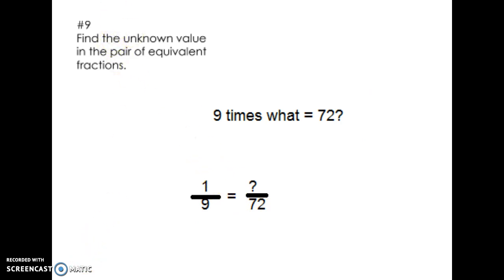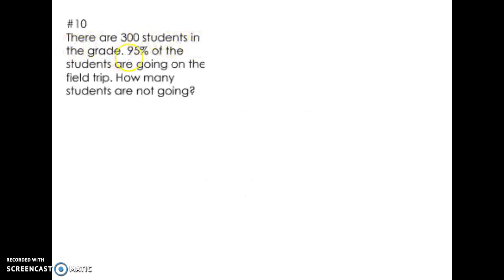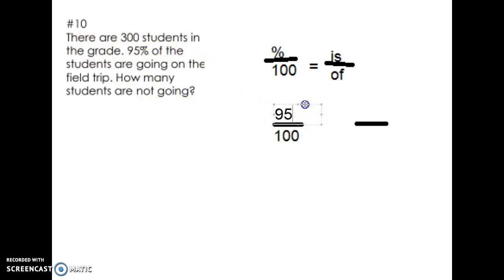All right, and last but not least, number 10. 95% of students in the grade are going on the field trip. How many students are not going? So let's see what information we have. Again, it's percent over 100 equals is over of. It's always going to be out of 100 because percents are always out of 100. There are 300 students in the grade, and 95% of them are going. So we have 95%. Remember, is over of is also the same as part over whole.